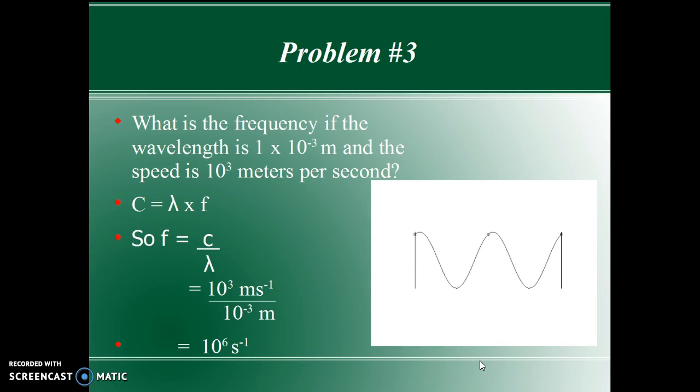Problem 3. What is the frequency if the wavelength is 1 times 10 to the -3rd meters and the speed is 10 to the 3rd meters per second? Speed is the wavelength times the frequency, so the frequency is equal to the speed divided by the wavelength, or 10 to the 3rd meters per second divided by 10 to the -3rd meters. Now when we divide, remember, we subtract exponents. So the answer then is 10 to the 3 minus a -3, or 10 to the 6th reciprocal seconds.